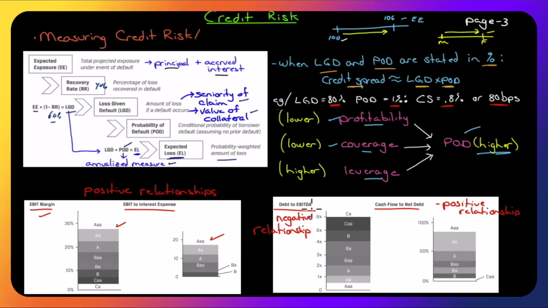Debt to EBITDA, this has a negative relationship. The higher the amount of debt you have as a percentage of your EBITDA, the lower the credit rating you would have. And cash flow to net debt, obviously the more cash flow you have relative to the net debt that you have, the higher the credit rating.